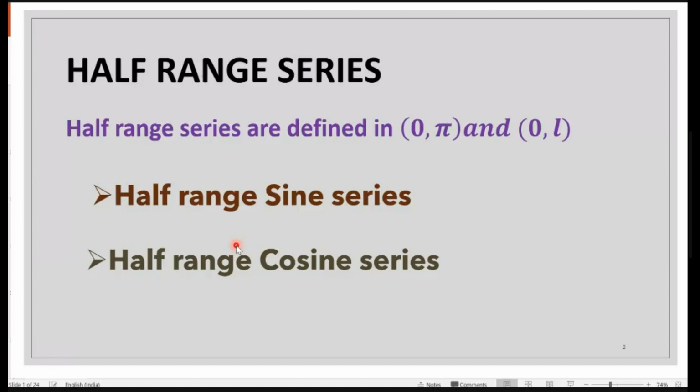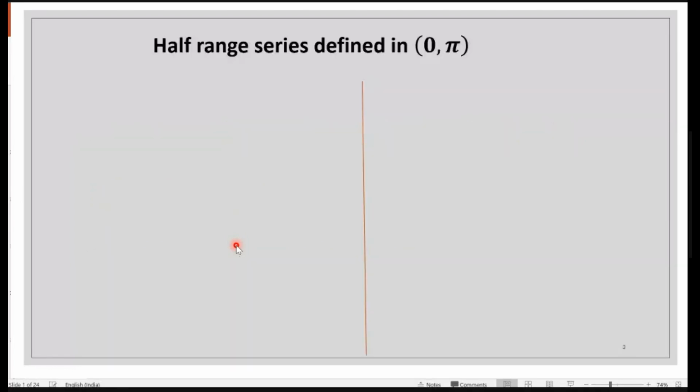Now, cosine series or sine series. There are two intervals, 0 to pi and 0 to L. So we will see what the half range series defined in 0 to pi is. Again we have two types of series, half range cosine and half range sine. So if we have to write the half range cosine series, defined in 0 to pi, we have to assume that the function is an even function and write the formula for an even function.